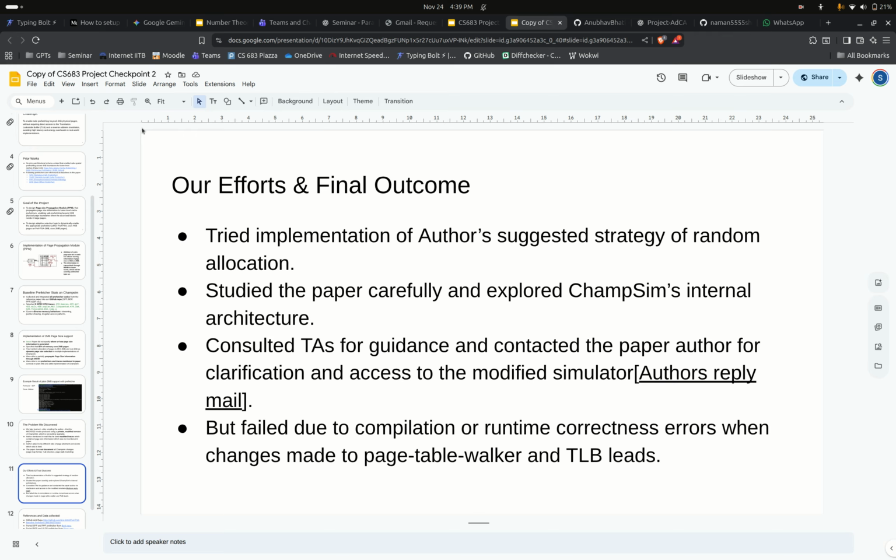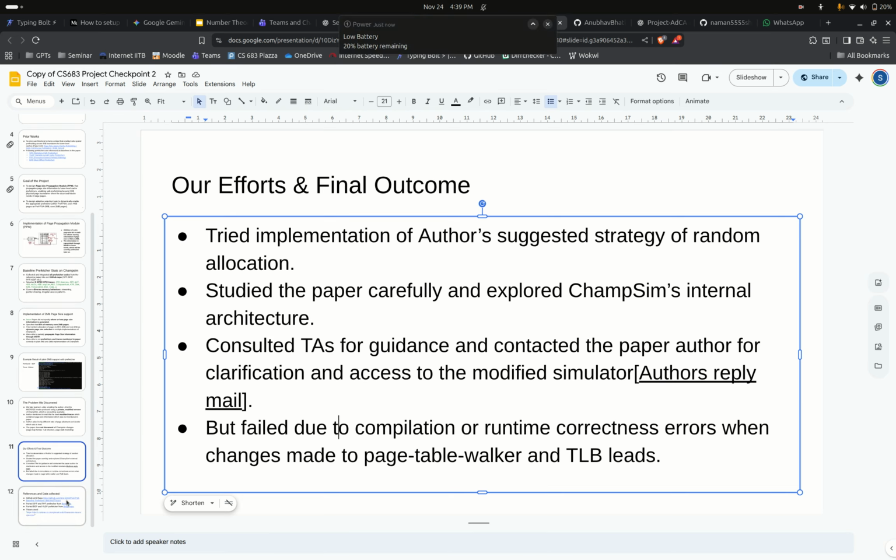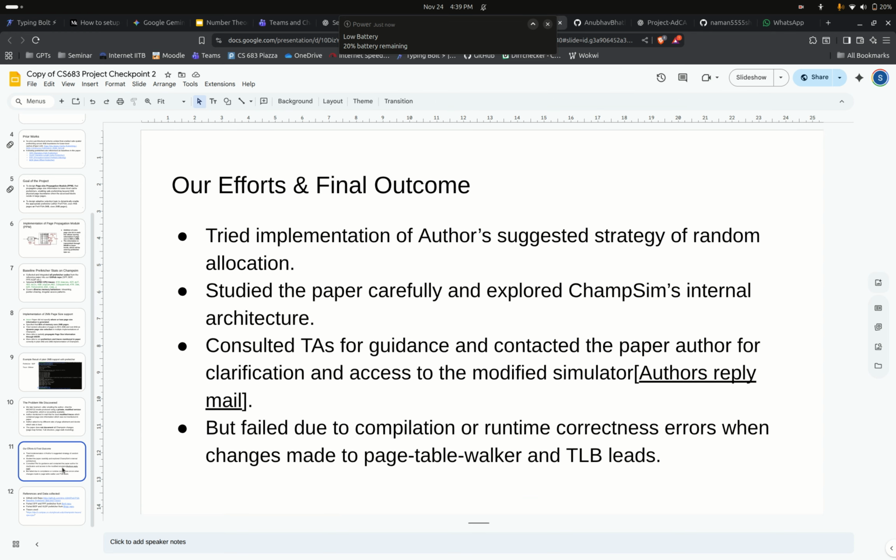We tried the author's strategy, and we also consulted with the TA and tried to make the changes, but still we were not able to achieve our goal. But in the process we did come to understand ChampSim's internal architecture, and we learned how the page walk is implemented in ChampSim. Thank you.